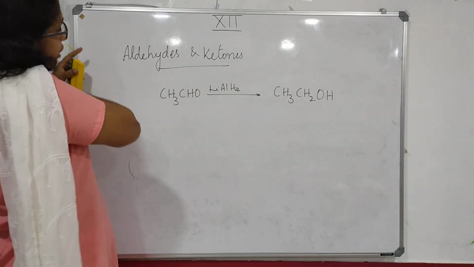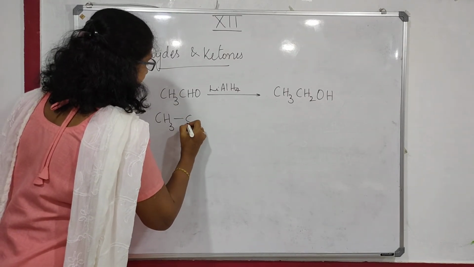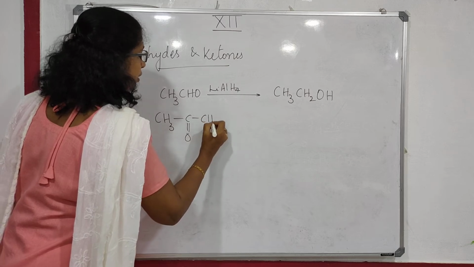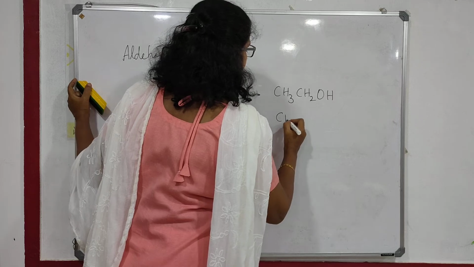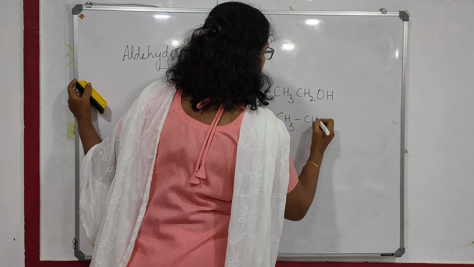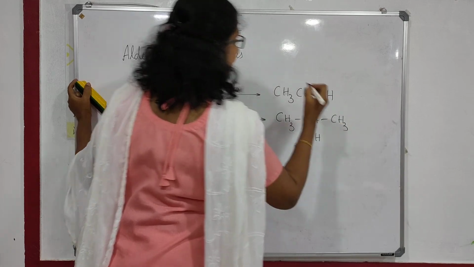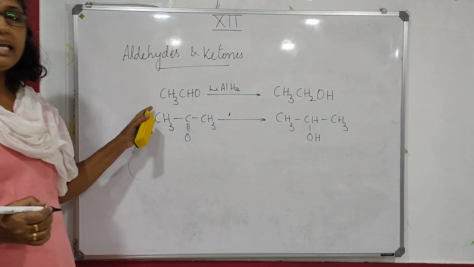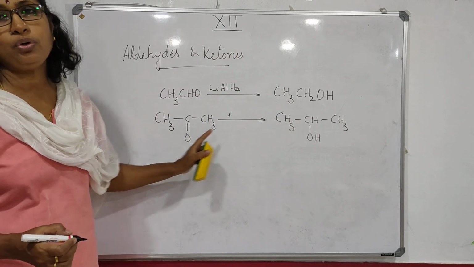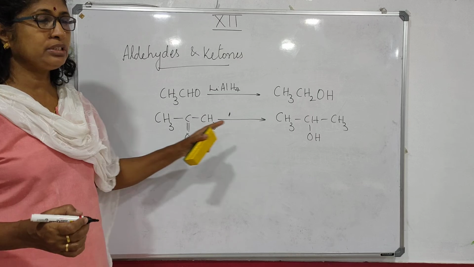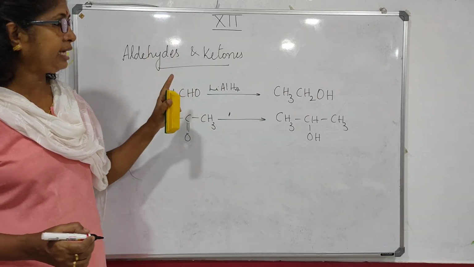But if you are using a ketone, CH3COCH3, propanone, when this is reduced with lithium aluminum hydride, you will get propan-2-ol, a secondary alcohol. So an aldehyde will give you a primary alcohol, whereas a ketone will give you a secondary alcohol. So this is how you convert aldehydes and ketones to alcohols.